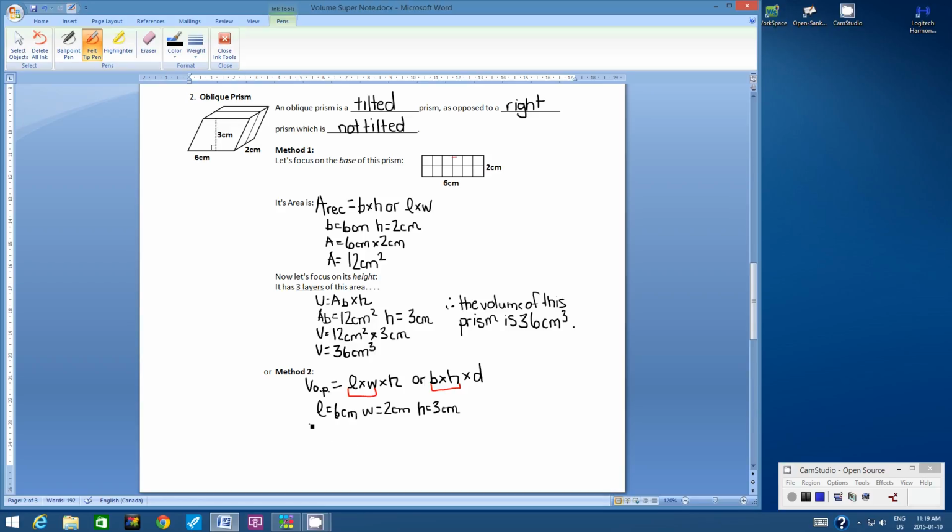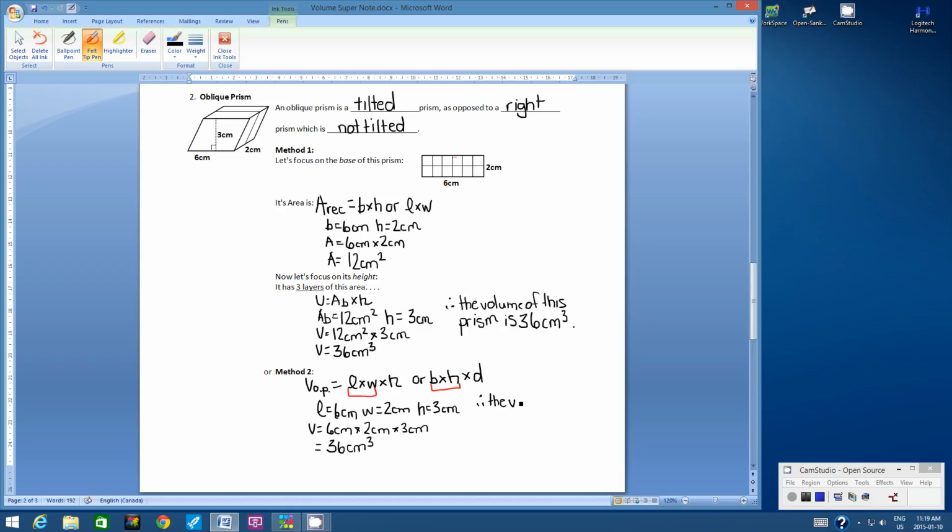All right, so let's go to our substitution. Volume equals 6 centimeters times 2 centimeters times 3 centimeters. 6 times 2 is 12. 12 times 3 is 36. So I do the numbers first, and then I put in the units. The units are centimeters, and volume is going to be cubed. So we calculated the volume, so let's write our therefore statement.